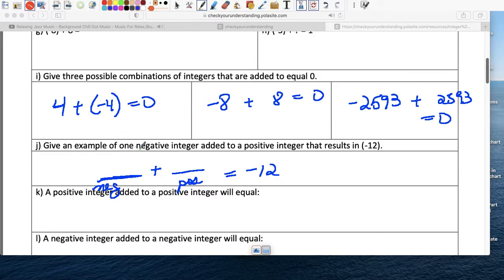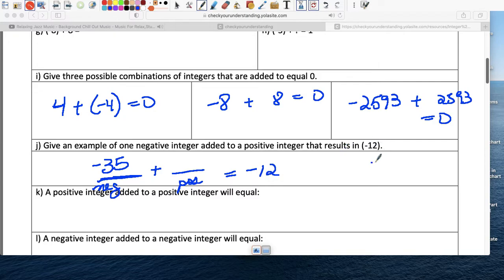So, let's pick a very decent sized number. Let's pick negative 35. What positive number can I add to negative 35 so that it equals negative 12? Out of the negative 35, I'm going to make quite a few positive-negative zero pairs, and I'm going to have negative 12 left.